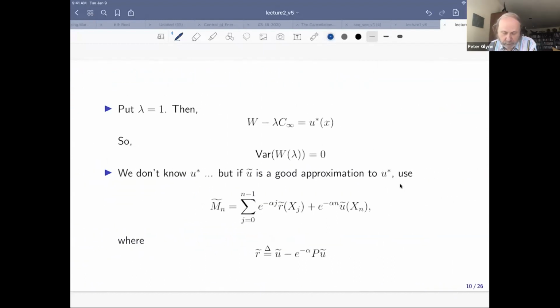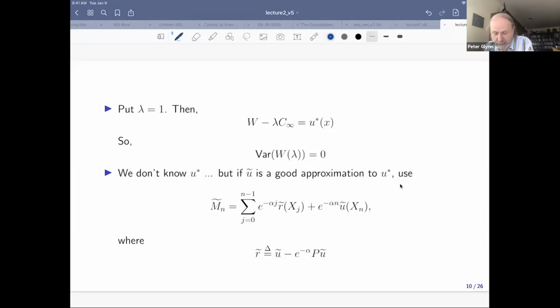So we're looking at C_infinity as just this infinite sum minus the u star value at the initial state. When you look at W and subtract off lambda times C_infinity with lambda equals 1, you just get back u star of x itself. U star of x, of course, is deterministic. So we actually get the variance of W of lambda, with this choice of lambda equal to 1, to be 0. So this is a zero variance method.